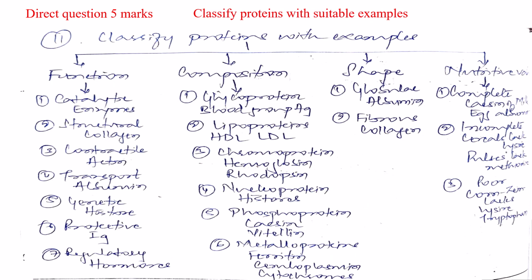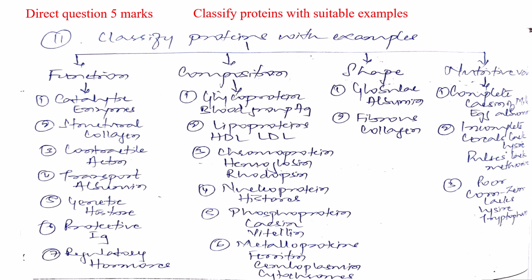The next direct question is, classify proteins with suitable examples. Proteins can be classified based on their function, composition, shape and nutritive value. Based on function, they can be classified as catalytic proteins, example being enzymes, structural protein collagen, contractile protein actin myosin, transport protein albumin, genetic protein histone, protective protein immunoglobulin, regulatory protein hormones.